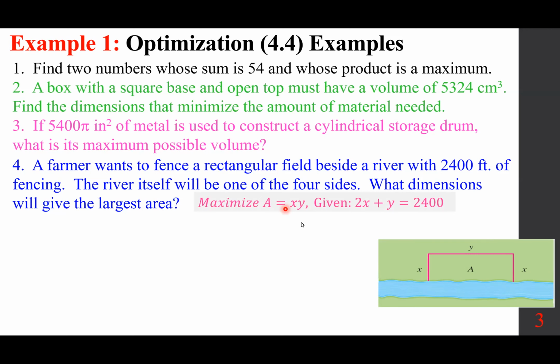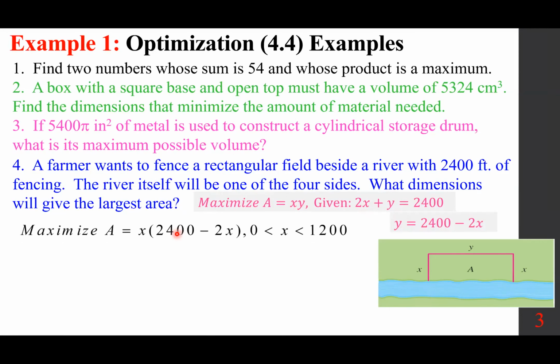Area is a function of two variables. We solve for y in the constraint and replace it here. Therefore, we make A, the area, a function of one variable, namely x. When we do that, we must also come up with the domain. Dimensions must be positive, so x must be positive.